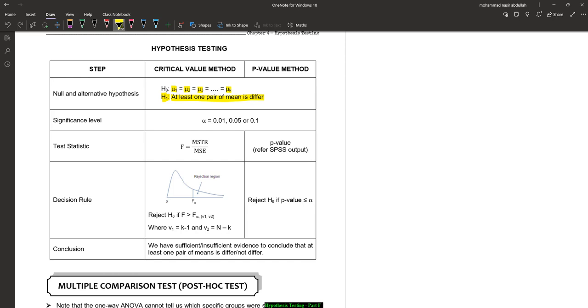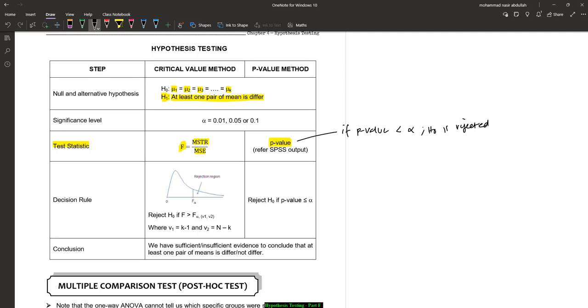So the next step, we have to specify the significance level. Then the test statistic is the F distribution, mean square treatment divided by mean square error. If you are using the p-value, in the final exam if they give the p-value, we use the p-value. The p-value decision rule is the same. If the p-value is less than alpha, the null hypothesis is rejected.